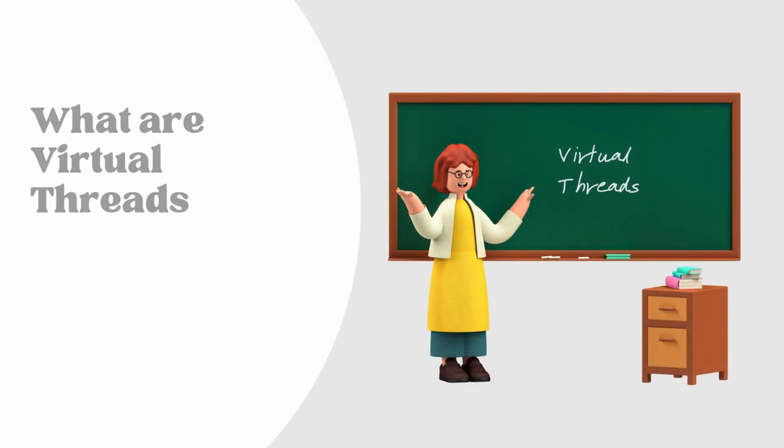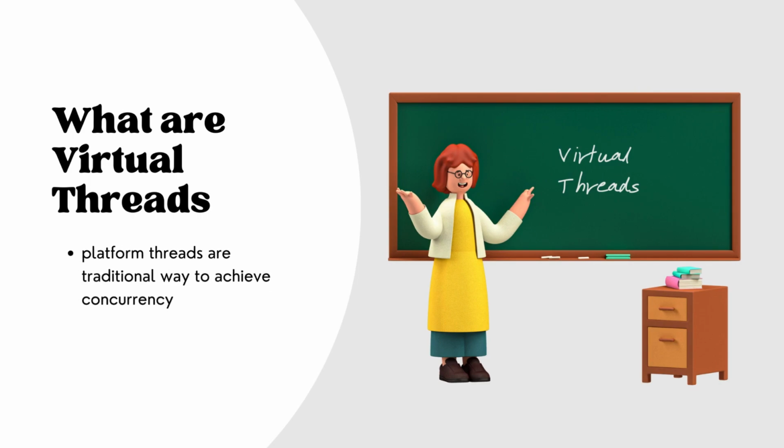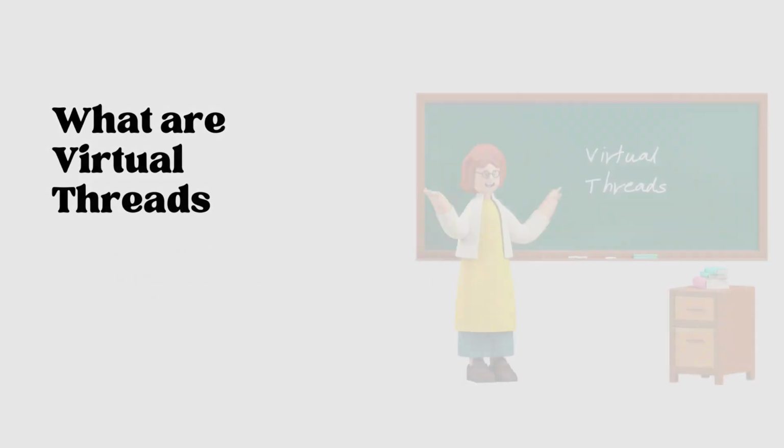What are virtual threads? Regular threads, also known as platform threads, are the traditional way to handle concurrency in Java, but they come with limitations. Creating and managing too many threads can consume system resources, leading to performance issues. Virtual threads are a lightweight alternative that address these limitations. They exist within the Java virtual machine and are mapped to a smaller number of platform threads. This allows you to create a much larger pool of virtual threads without overwhelming your system.